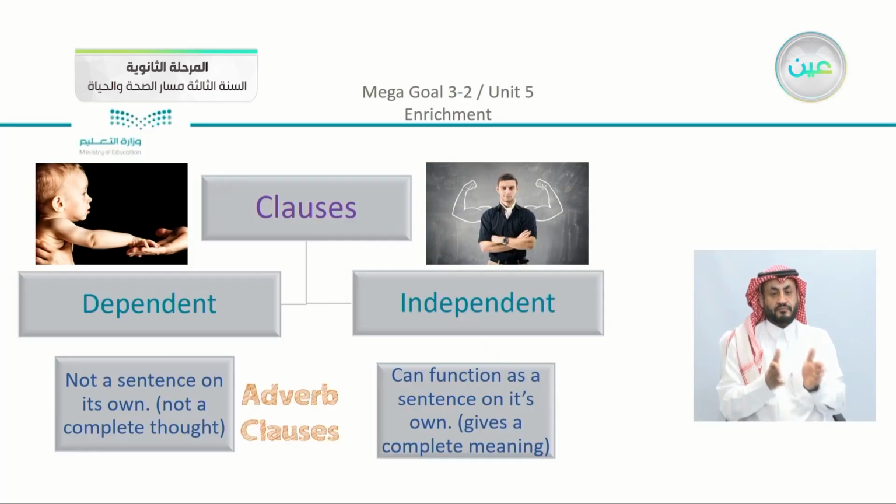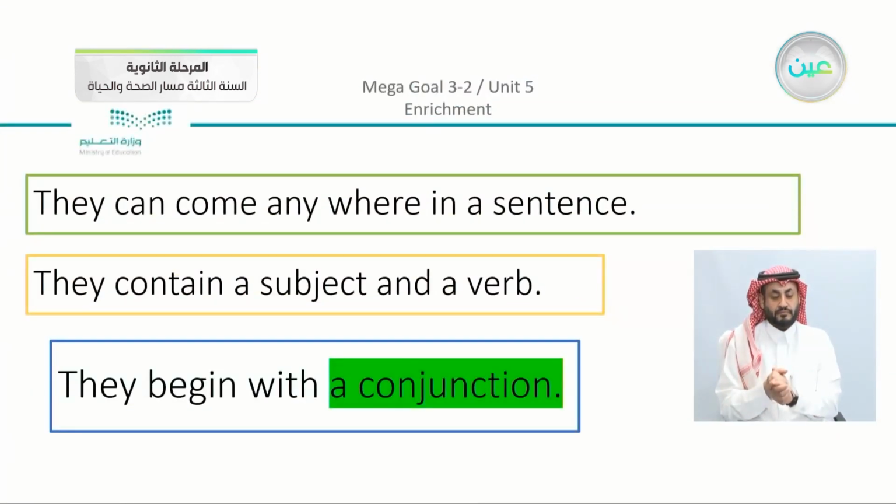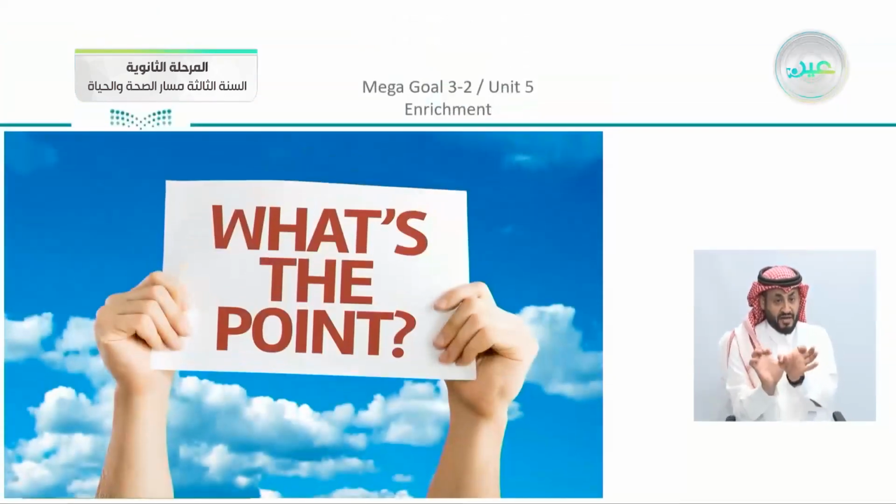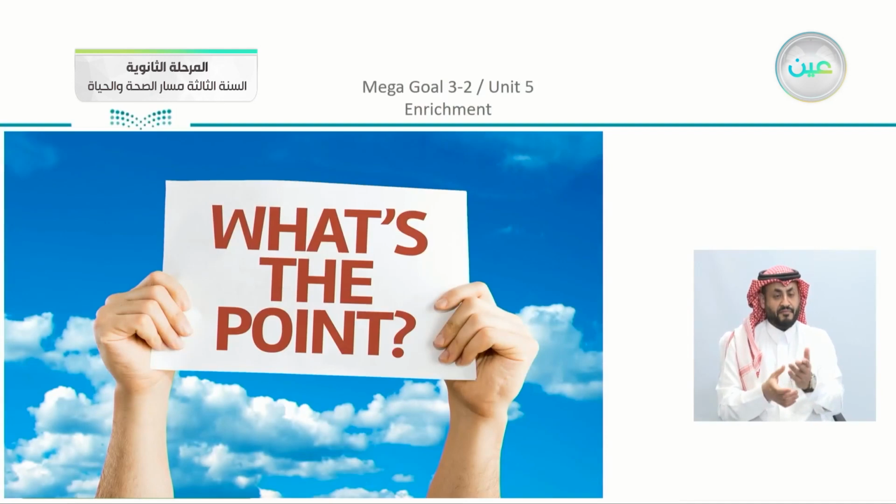You can remember that we had two types: dependent and independent clauses. And we compared the two clauses like a baby and a young man to know who depends on the other. In these sentences, we know that they can come anywhere in a sentence. They contain a subject and a verb, and they begin with a conjunction. So we say, because of the sale, everyone went shopping. Because is the conjunction in the adverb clause.